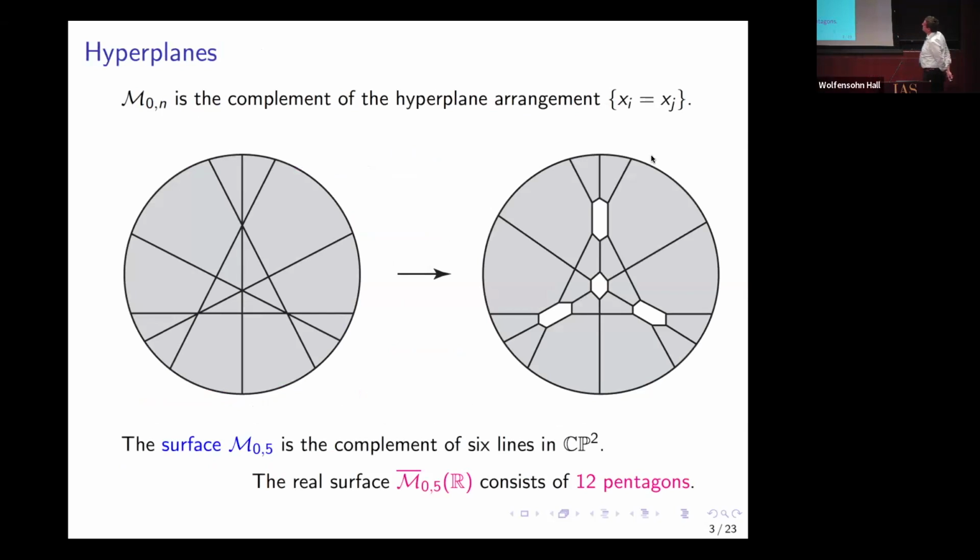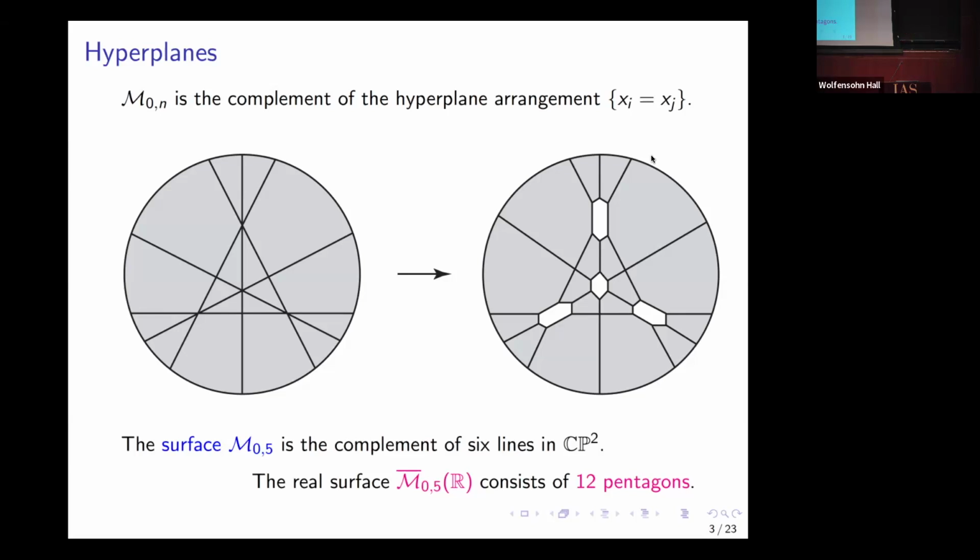Now, M0n is also geometrically the complement of an arrangement of hyperplanes, namely n minus 1 choose 2 hyperplanes xi minus xj, right? This is simply the requirement that the points are distinct. So for example, for n equals 5, this is an arrangement of 6 lines in the complex projective plane, given by the equations xi equals xj. And this is how it looks.